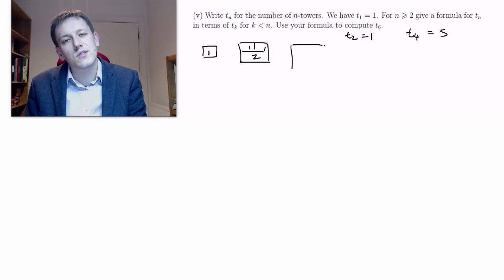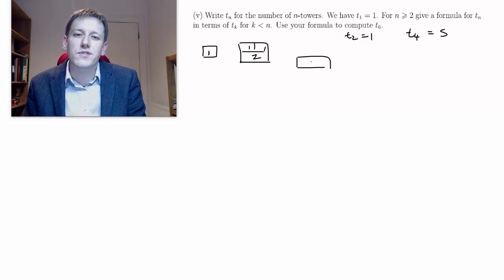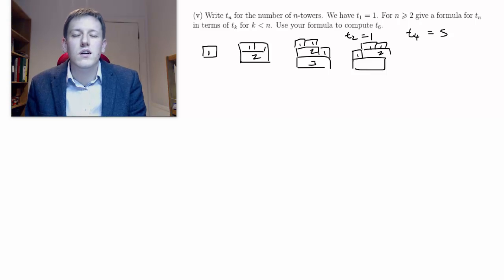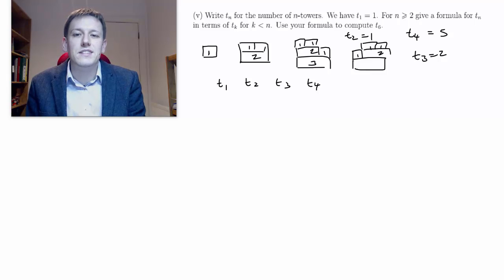You could probably do the 3 towers without too much trouble as well, right? Because for a 3 tower, I've just got to do either 2 and 1 like that, or 1 and 2 like that. So actually, there are only 2 3 towers. Okay, so you might start looking to see if you can find any patterns in these things.